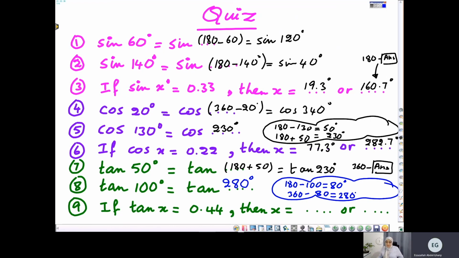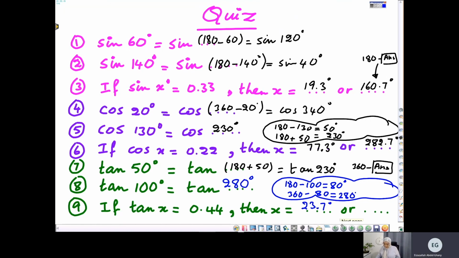The last indirect question, and that's all for today in this video, but we'll continue in the next video because this topic is huge. So now, if tan x is 0.44, he needs two values for x. Shift tan 0.44. The calculator is cute. It's programmed to find acute angles only. So it is 23.7 degrees.